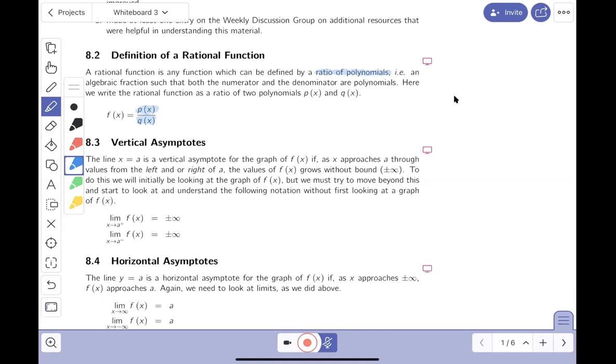So I'm going to say f of x is our rational function. What is it the ratio of? Two polynomials. The polynomials here are going to be p of x and q of x.